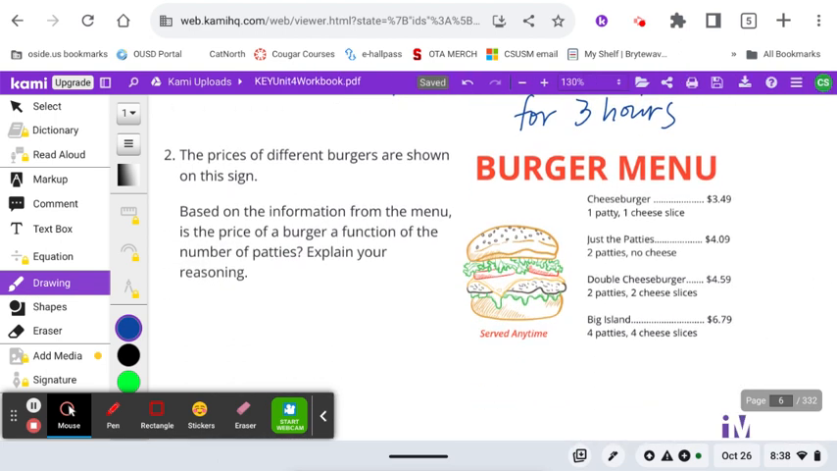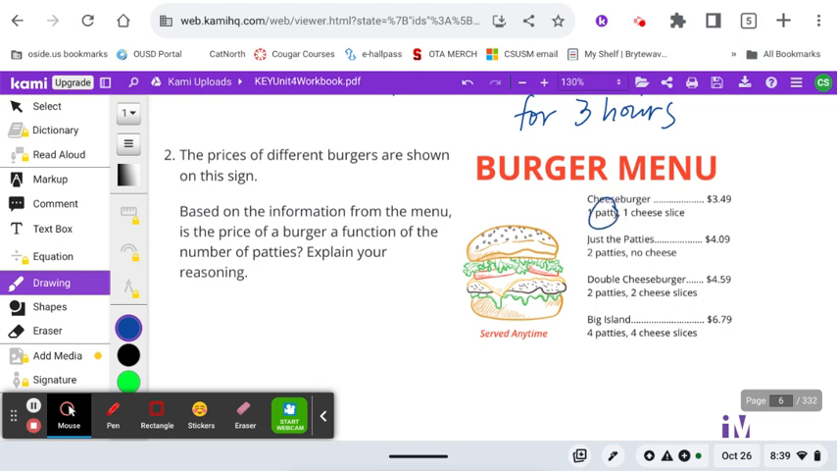Okay, number 2 is asking us about a little burger menu here, and they're just looking for this general idea of whether it's a function or not. And so we know that something is a function if for every input, there's only one output. And so let's take a peek here. If the price of the different burgers are shown on this sign, based on the information on the menu, is the price of a burger a function of the number of patties?